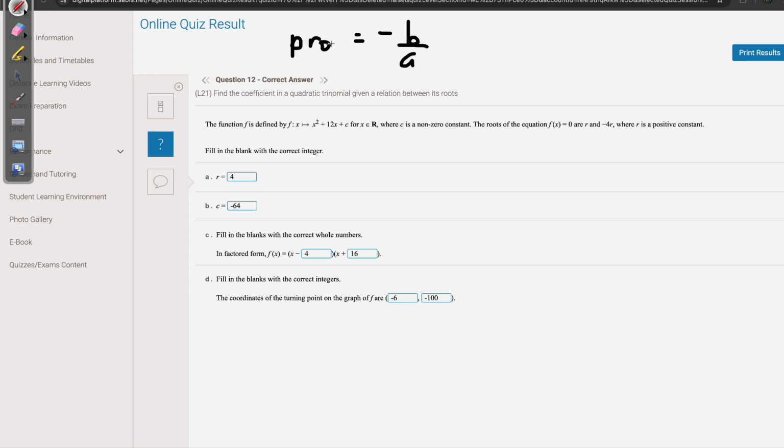Product is negative b over a, while the sum is c over a. Am I right? Oh, I am so wrong.